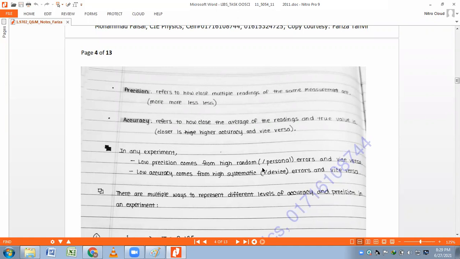A set of data can be more precise, less precise, more accurate, or less accurate. It can be more precise and more accurate, more precise and less accurate, less precise and less accurate, or less precise and more accurate. They can have all of these four different variations. We're going to see some examples of how we can represent those kinds of variations just after a while.